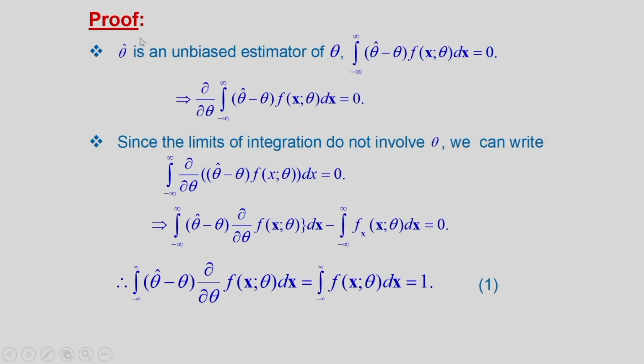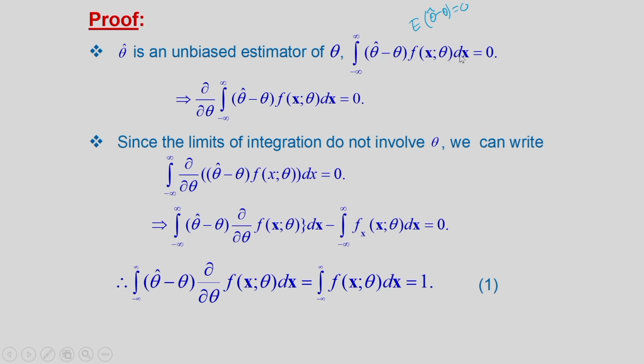Now, we will prove this theorem. Theta hat is an unbiased estimator of theta. This expression, E of theta hat minus theta, must be equal to 0. If we write it in terms of the definition, we get the integration from minus infinity to infinity of (theta hat minus theta) times f of x, theta dx is equal to 0. This dx is a vector, so this integral is actually a multiple integral.